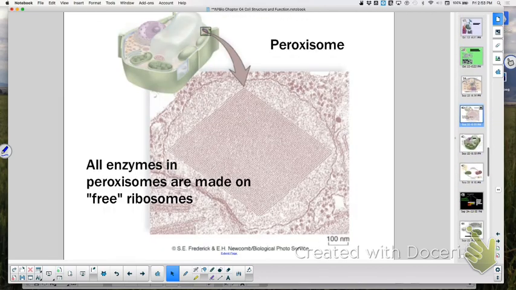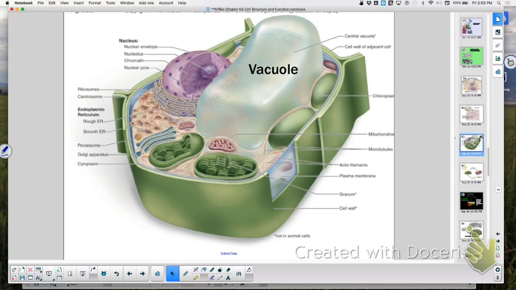Peroxisomes are going to take free hydrogens. They're going to hook them up with some oxygen. We're going to form some hydrogen peroxide, which we're going to eventually break down anyway. Now we're at the large central vacuole in a plant. But for us, it could be a digestive vacuole, or it could be a vacuole that a protist is going to use in order to excrete water. It could be a storage vacuole.